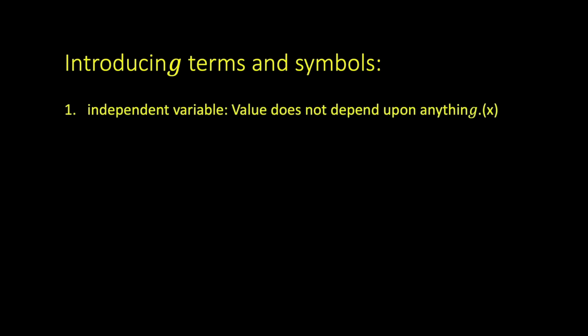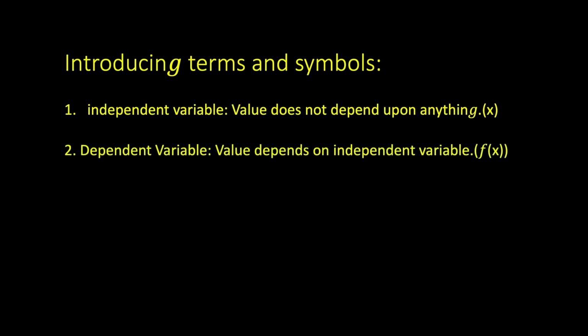What does an independent variable really mean? It is a variable whose value does not depend upon anything. Usually we denote this by using x. Second is a dependent variable. Its value depends on the independent variable and is said to be a function of the independent variable, so it is denoted by f of x.